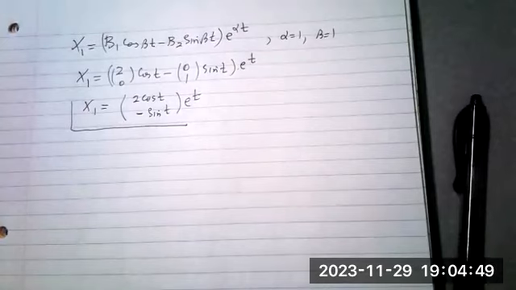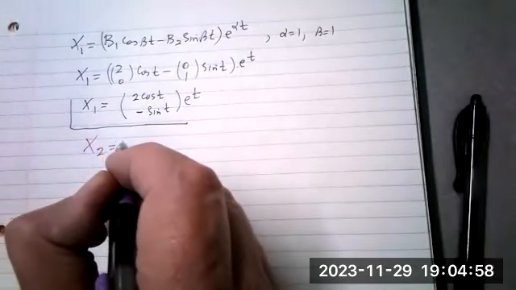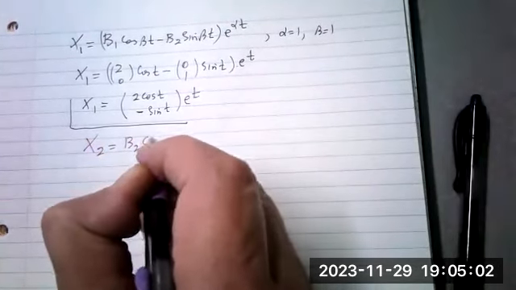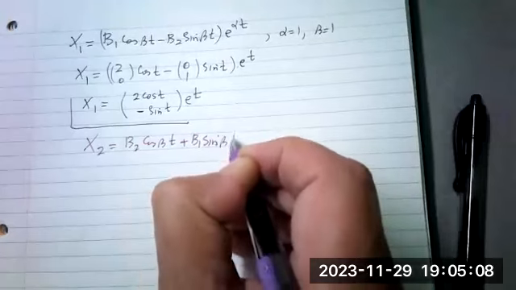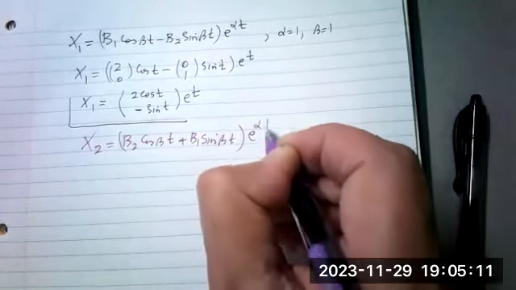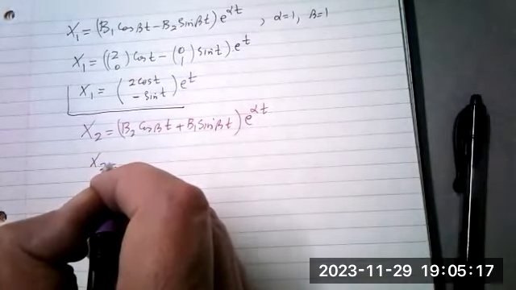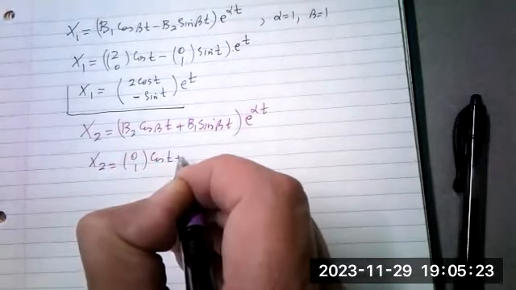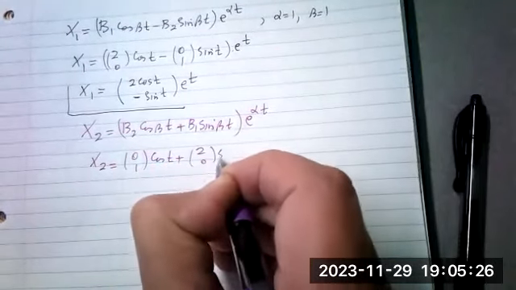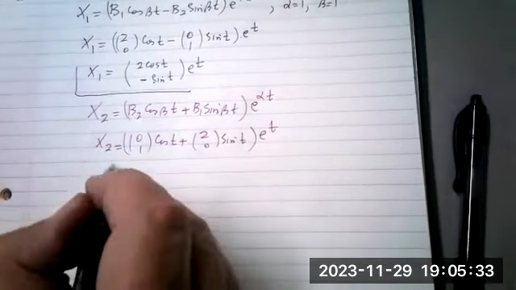Alpha and beta are both 1 because lambda is equal to alpha plus i beta, and lambda was 1 plus i. Okay, we go with the x2. So x2 is going to be B2 cosine of beta t plus B1 sine of beta t, times e to the alpha t. So you substitute: B2 is (0, 1) cosine t plus B1 which is (2, 0) sine t, everything times e to the t.